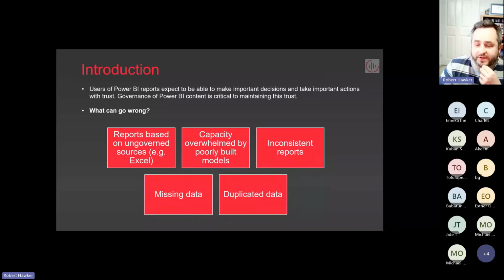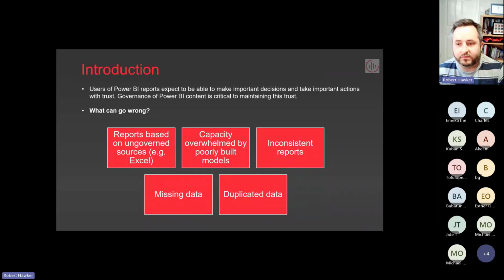You then have the risk of inconsistent reports as well. If you're not testing and reconciling the reports that you build against other really critical reports, then you have the risk that one team gives one number and another team gives a similar number to the same leader, and actually the numbers are slightly different, and the leaders start to lose faith.